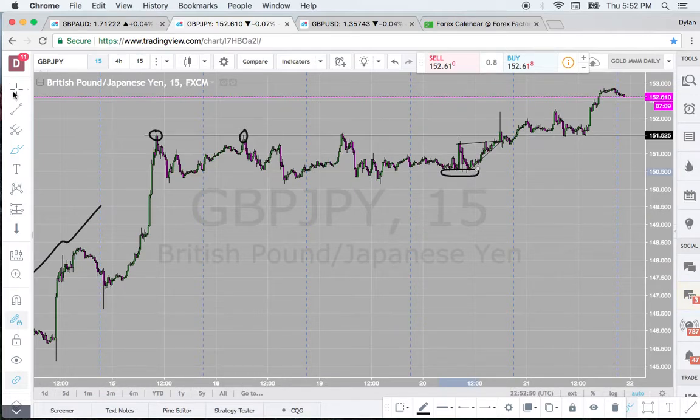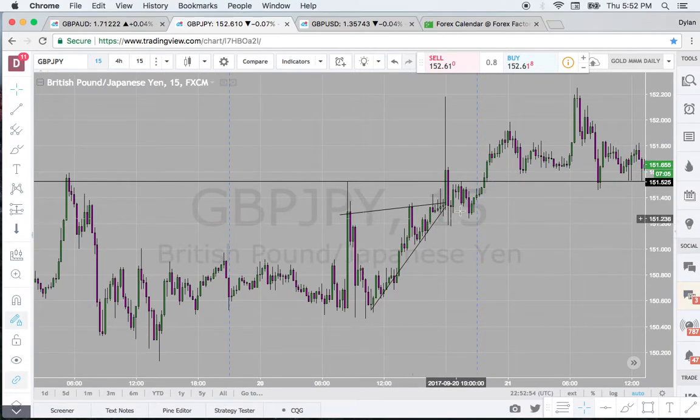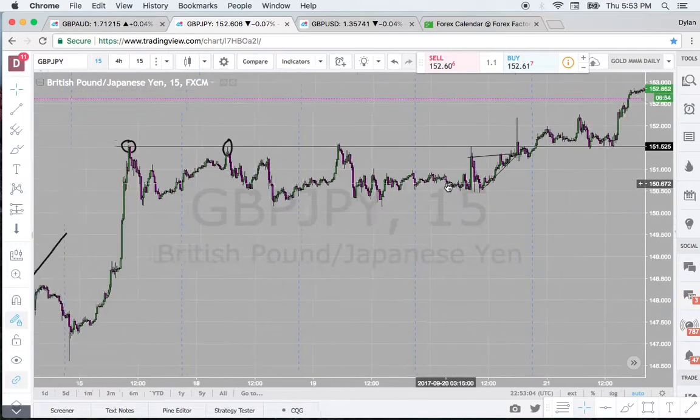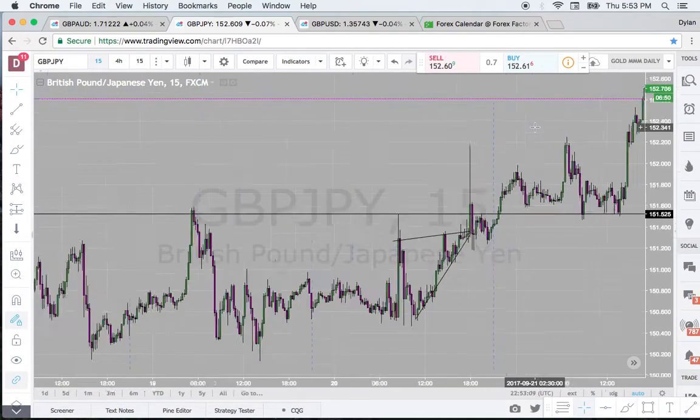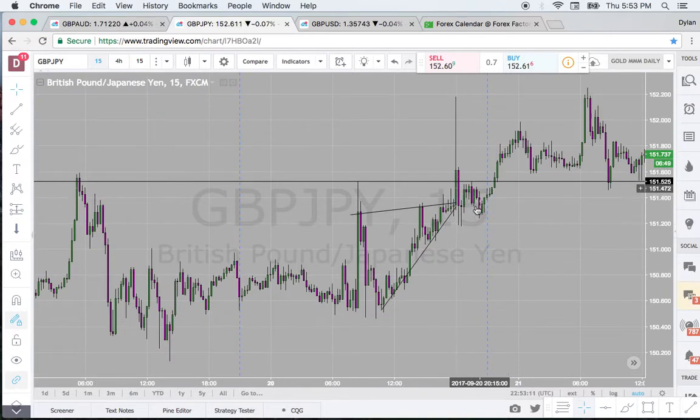So, respect that wedge formation at the high. Understand that if the wedge is at the high and it's going with the trend, take the wedge breakout. Take the breakout of the wedge.